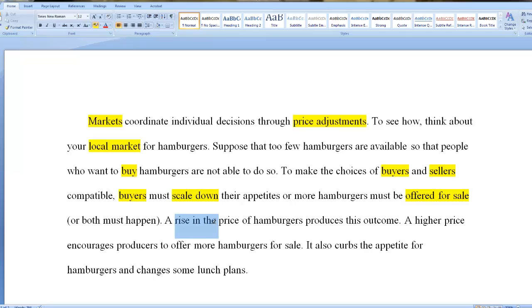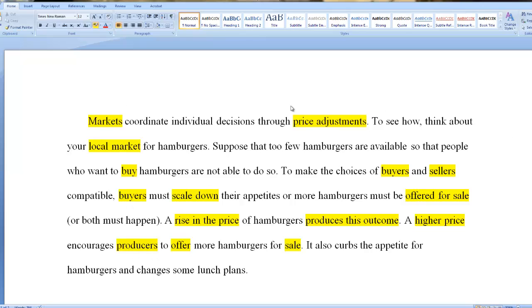And then we've got a rise in price, and a higher price possibly produces an outcome. We've got producers, offer, sale, and I think that's probably about it. So you can see we've got a number of words in yellow.